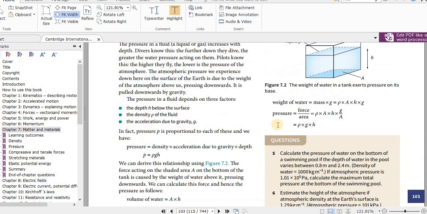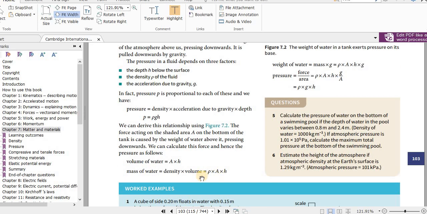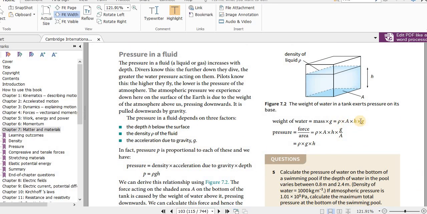Okay. Then you have learned the equation for weight. Weight equals mg. W equals mg. So we already found what the mass is. Mass is this rho AH. Then that mass times g will give you the weight.